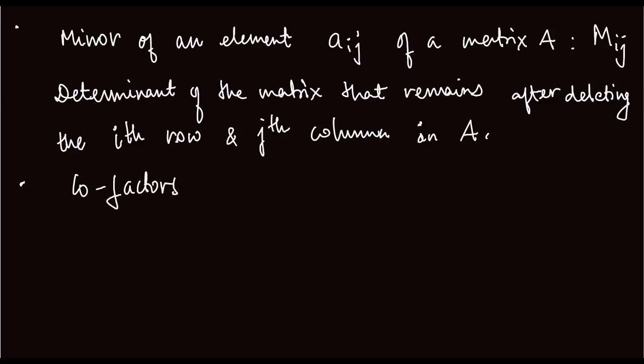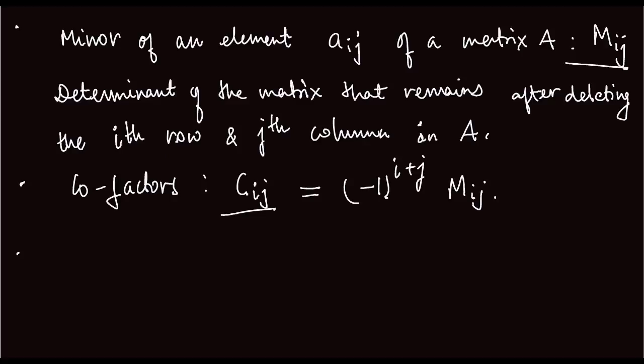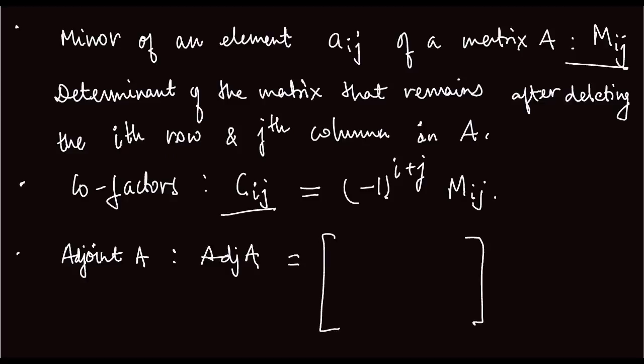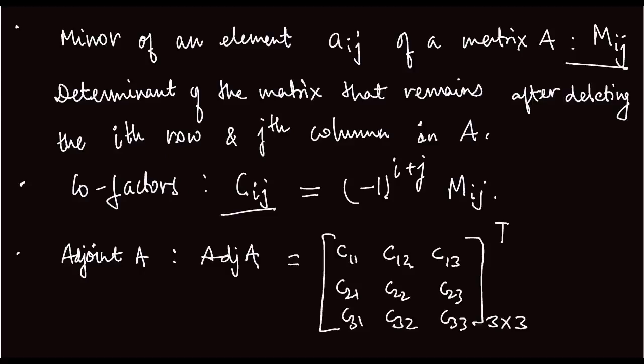So cofactors is our next definition. Cofactors are represented by Cij. Similarly, like Mij, we have Cij. This is equal to minus 1 to the power i plus j times Mij. Okay. Now, then we have the adjoint of A, represented by Adj A. This is the transpose of the matrix of cofactors. So, let's say you have a 3 cross 3 matrix: C11, C12, C13, C21, C22, C23, C31, C32, C33. The transpose of this means these will get interchanged, right? And diagonal elements will remain the same.